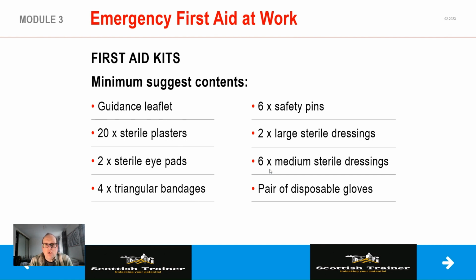The HSE do provide guidelines for different sized work environments, so when you go and buy your first aid kits, you can buy them by the size of your workplace. But please be prepared to have a look at these and see if you can add additional things in that are specific to your industry. Because it's tools that you will hopefully never use, but are there for you to use in case you need it.